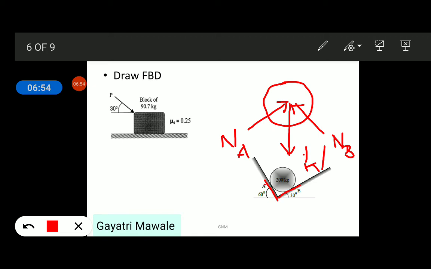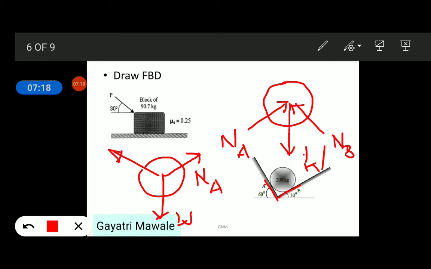Now to simplify this diagram, I will redraw this FBD showing all forces going away from its center. This is W, vertically downward, weight of the sphere. I will transfer this Na in opposite quadrant so that it will go away from center of the sphere. Use principle of transmissibility to transmit this force, and Nb I can show like this.